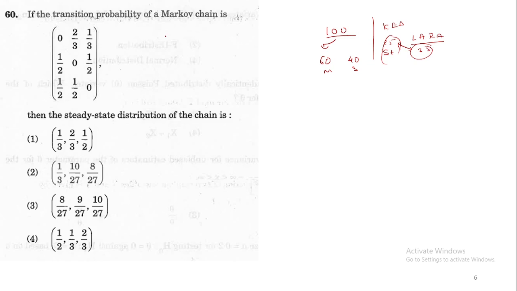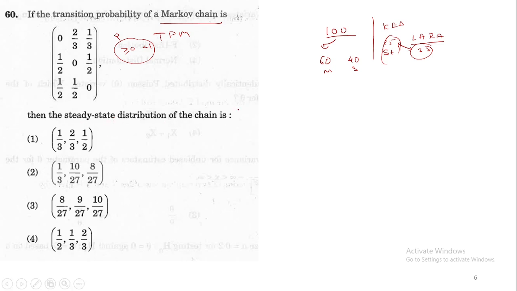Here a Markov chain is given. What is this TPM? TPM is a matrix, the transition probability matrix. The entries of this matrix will be probabilities, so they will always be greater than or equal to 0 and less than or equal to 1, and the row sum will be 1. That matrix is called a transition probability matrix. Here they have given a transition probability matrix, and they are asking us to find the steady state distribution.